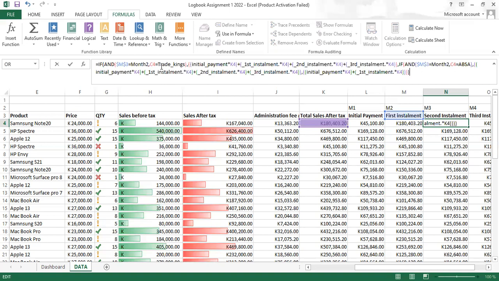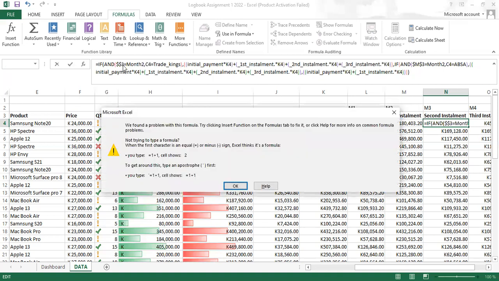Okay, so now what we want here is to go to Trade Kings in the formula and change. What are we changing? First, we start with the M3. Where there's M3 now, we are putting N. There's N there. So we put divide down.